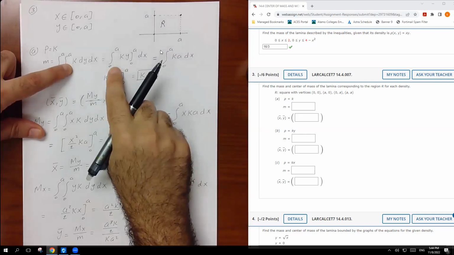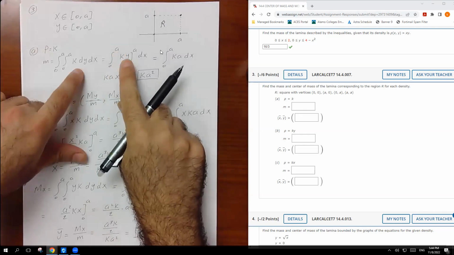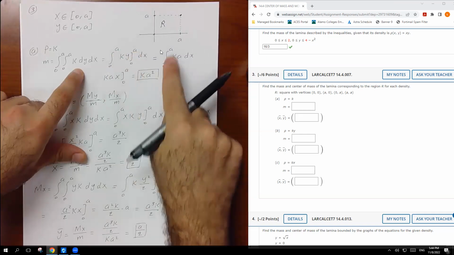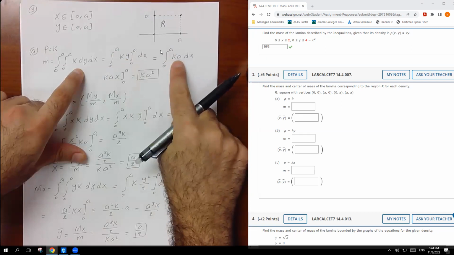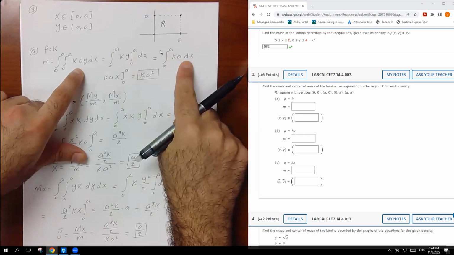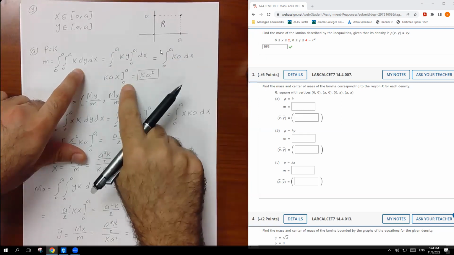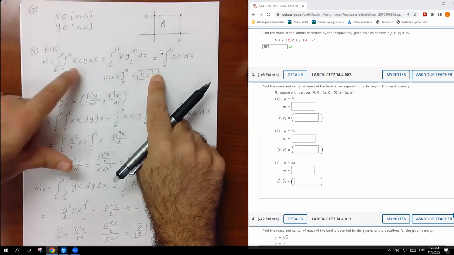Let's find the integral from 0 to a with respect to y, which is ky from 0 to a, dx. Then from 0 to a, plug in the a, so it's going to be ka with respect to dx. Find the integral with respect to dx, so it's going to be kax from 0 to a. So it's going to be ka squared. So this is the M.